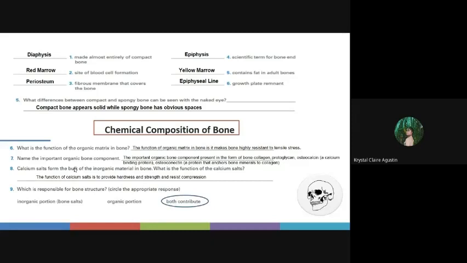Number 8, calcium salts form the bulk of the inorganic material in bone. What is the function of the calcium salts? Our answer is that calcium salts provide hardness and strength and resist compression. And lastly, which is responsible for bone structure? We must encircle the appropriate response: both contribute, the inorganic portion or bone salts, and the organic portion.